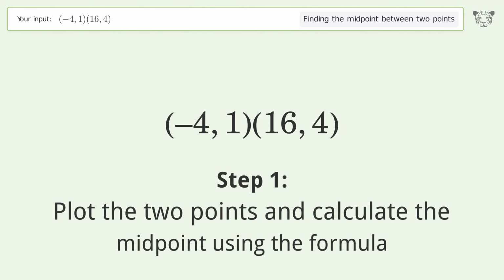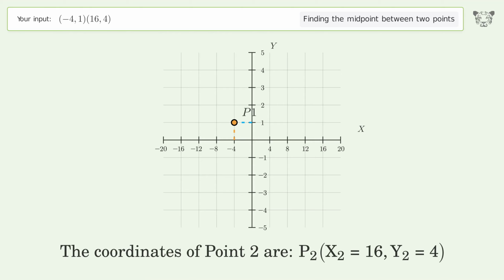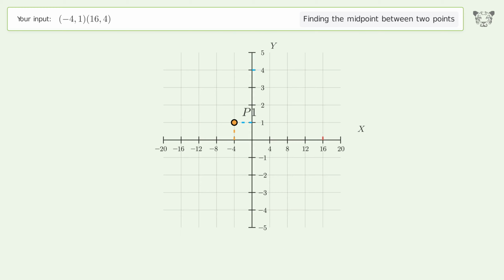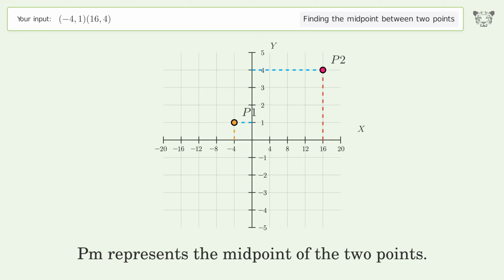The coordinates of point 1 are x1 equals -4, y1 equals 1. The coordinates of point 2 are x2 equals 16, y2 equals 4. PM represents the midpoint of the 2 points.